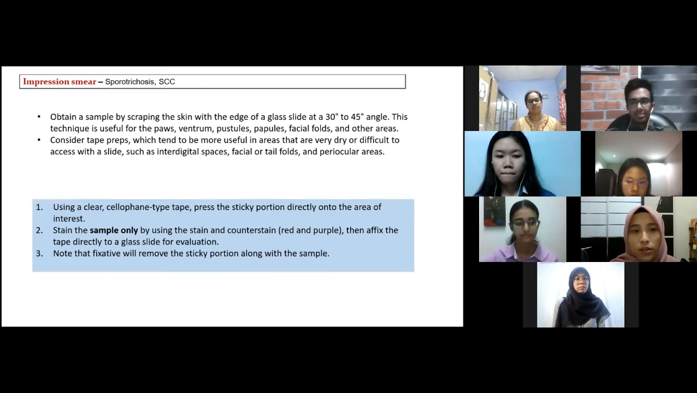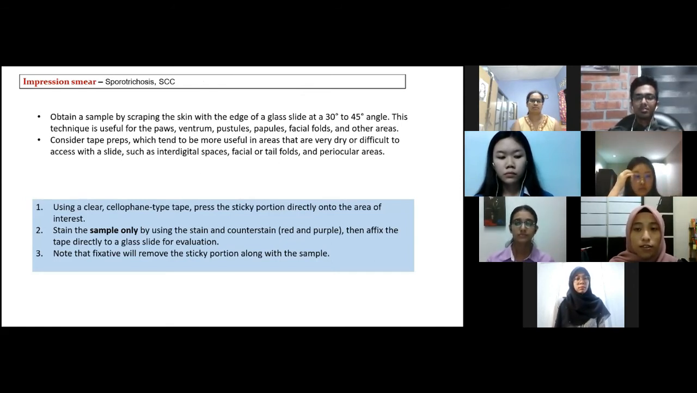Okay, so the next technique is impression smear, which can be done to diagnose sporotrichosis and also SCC, or squamous cell carcinoma. So to obtain the sample for impression smear, you must do skin scraping by scraping the skin with the edge of the glass slide at a 30 degree to 45 degree angle.